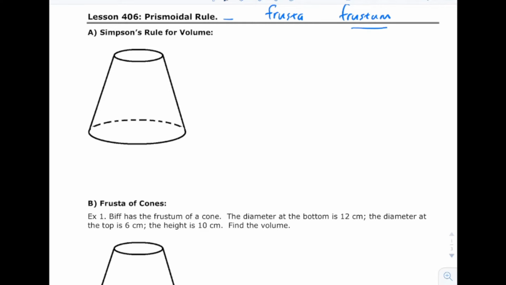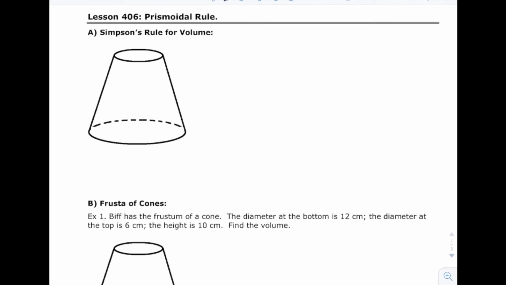Frustum, singular, frusta, plural. A frustum is something like that. This looks like a cone that somebody kind of chopped the top off, right? That's exactly what we mean by frusta. And you can have a frusta of a cone, you can have a frusta of a pyramid, you can have frusta of various shapes. So the way this works is actually really cool.